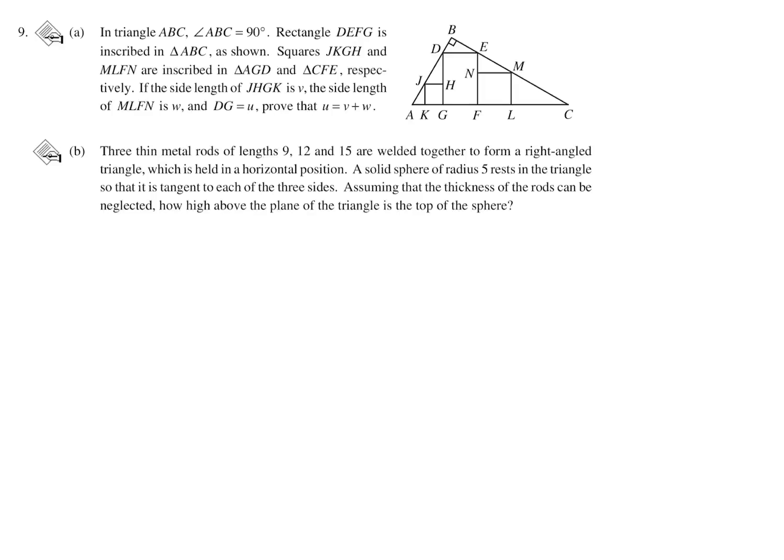In triangle ABC, angle ABC is 90 degrees. Rectangle DEFG is inscribed inside triangle ABC as shown. Squares JKGH and MLFN are inscribed in triangle AGD and triangle CFE, respectively. If the side length of JHGK is V and the side length of MLFN is W, and DG is equal to U, prove that U is equal to V plus W.